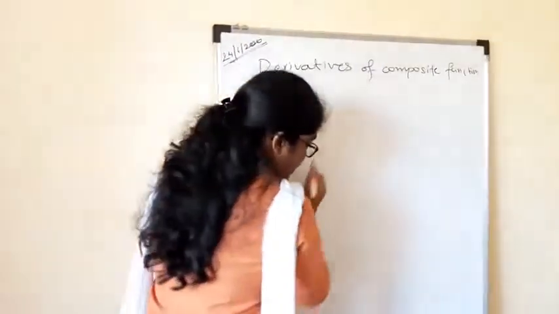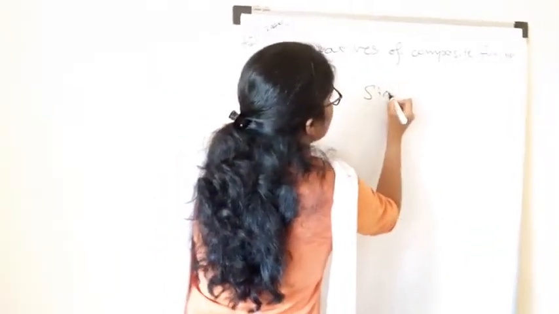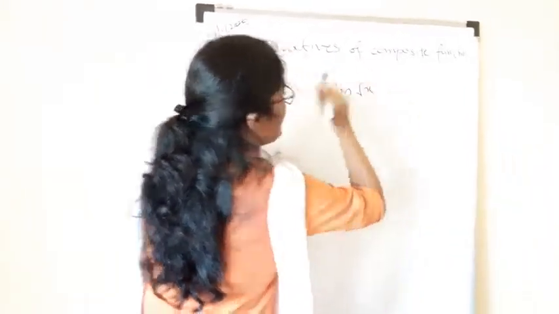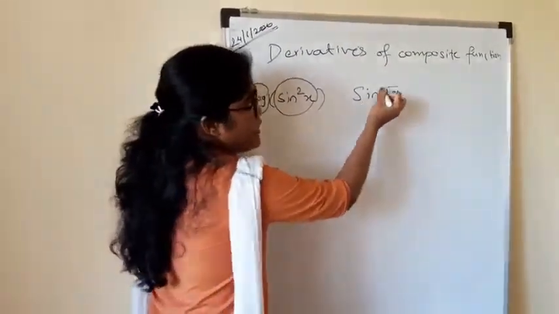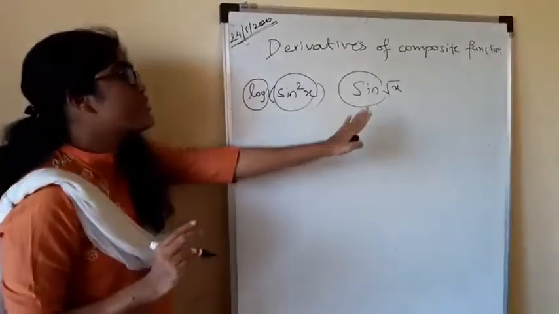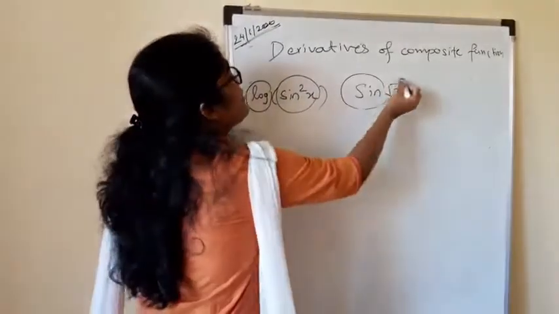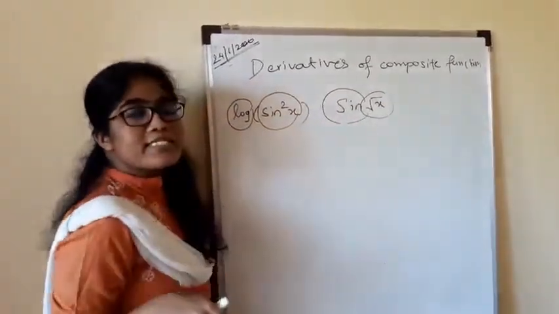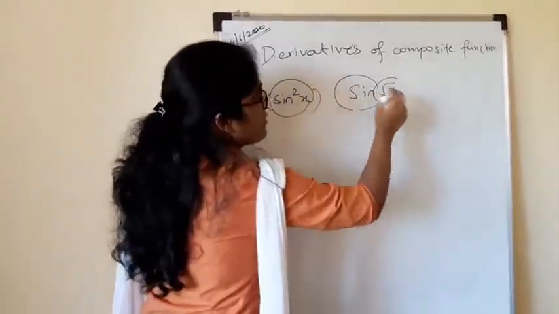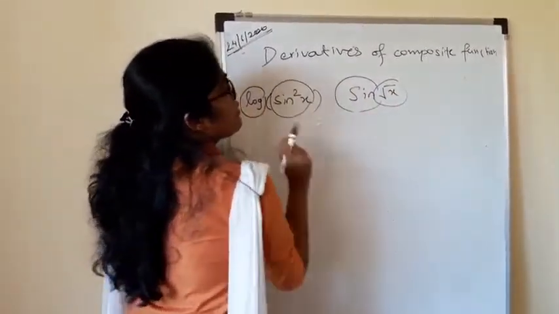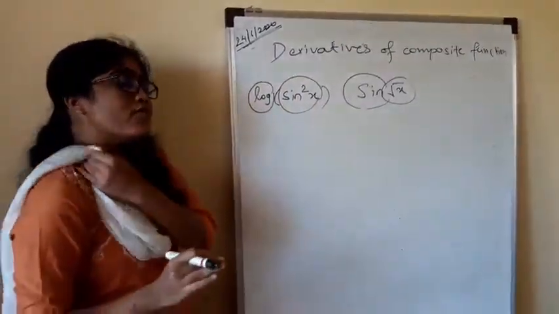Or suppose we will take sine root x. Here the sine function is present, and with that root x. That means root x is another function. So this type of function is called a composite function.